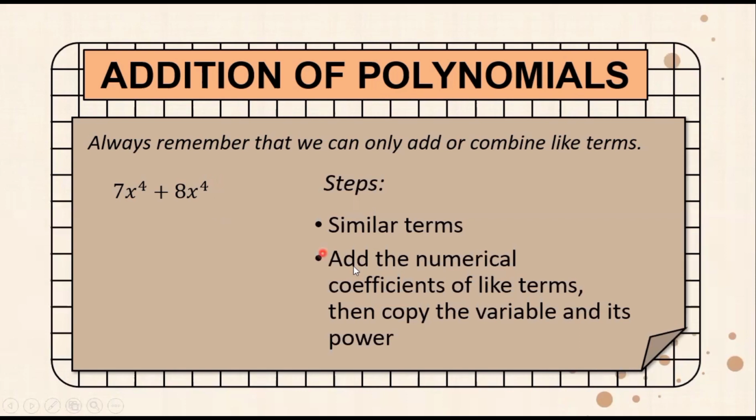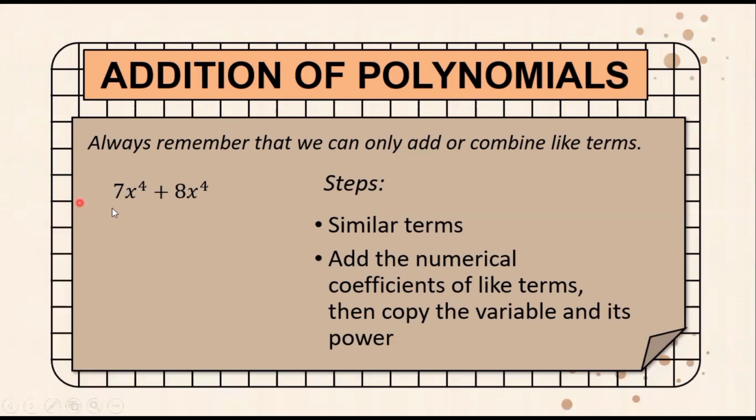And then after identifying whether the expressions that you are going to add are similar terms, you can now add the numerical coefficients of like terms. And after adding, you copy the variable and its power. Okay, paano yon? So 7x raised to 4 plus 8x raised to 4.